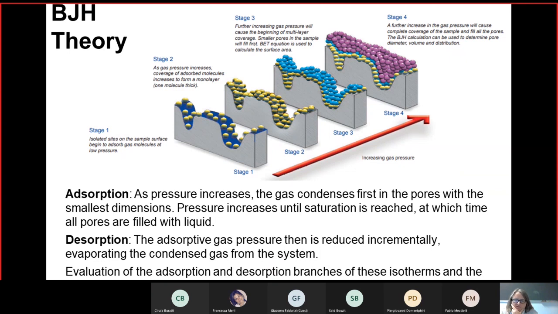So I'm not going to talk about the theory other than it has to do with capillary condensation, but I'm going to basically show you some results.